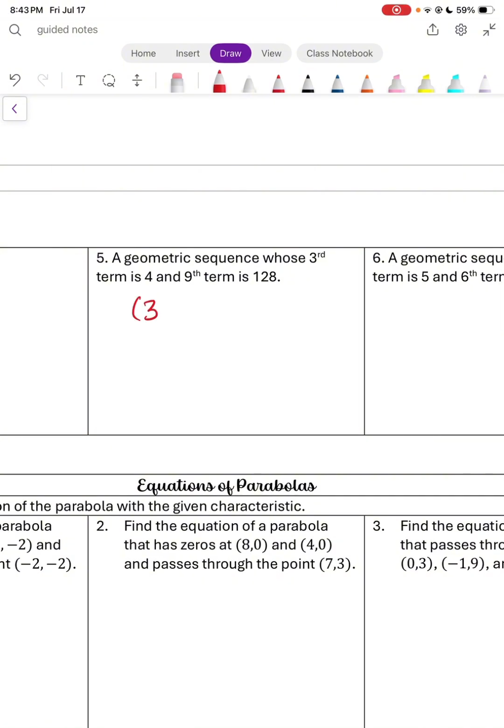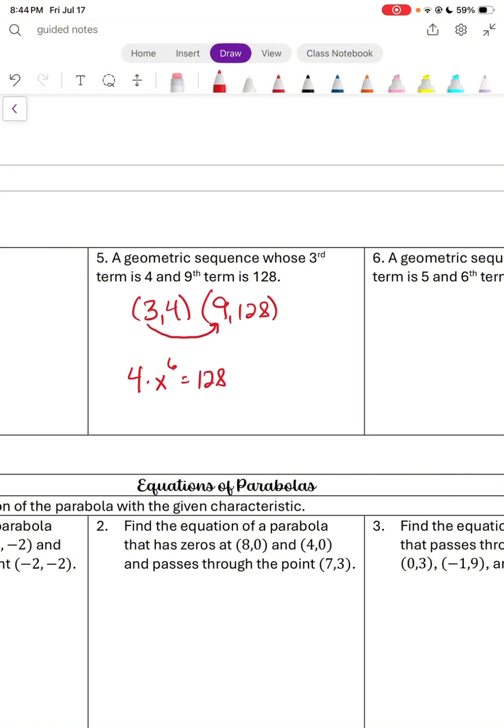So your third term is 4. Your ninth term is 128. So pretty much what you're doing from 3 to 9 is you're going to multiply by some number 6 times. You're going to take that 4 and multiply by some number, we're trying to figure out what that number is, 6 times, and it's going to give you 128.